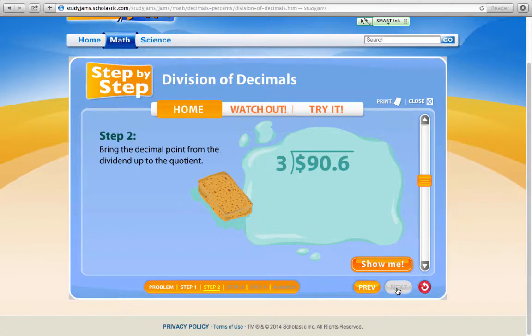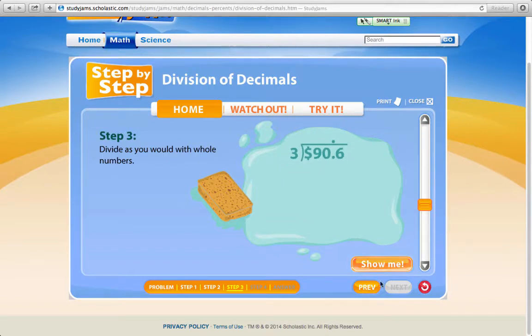Now, remember to bring the decimal point from the dividend up to the quotient. It's best to do this first, so we don't forget. Now we can start dividing. Next, divide as you normally would with whole numbers. 3 goes into 90 and 6 tenths, 30 and 2 tenths times.